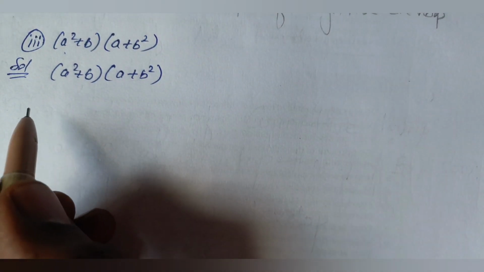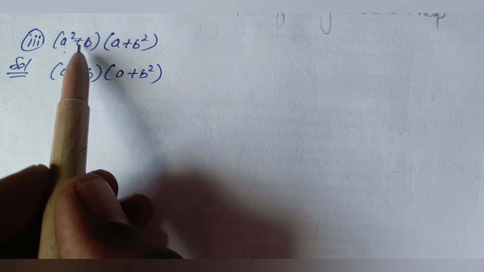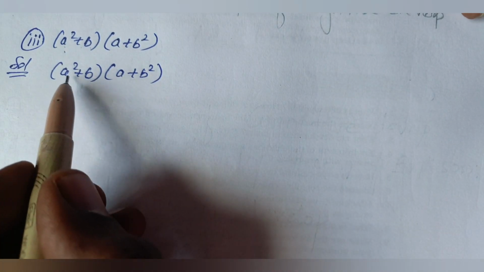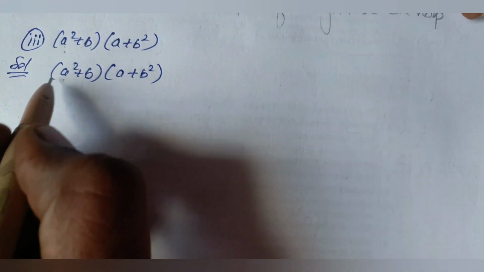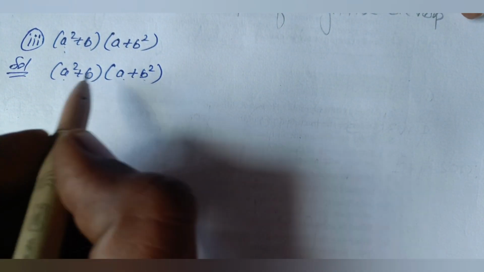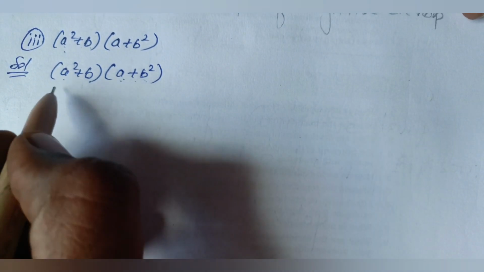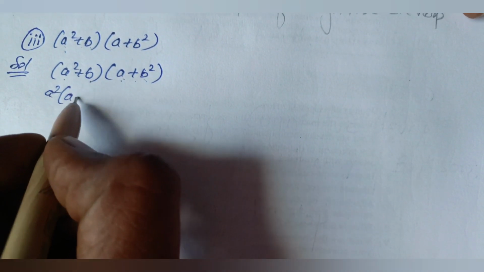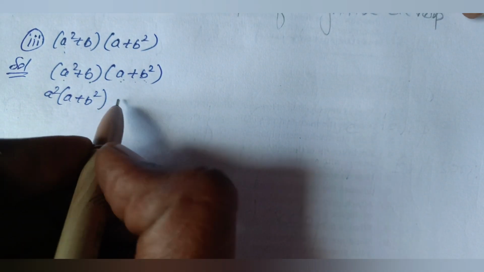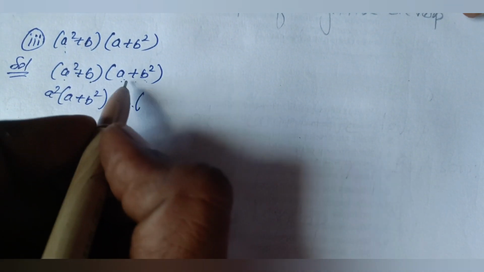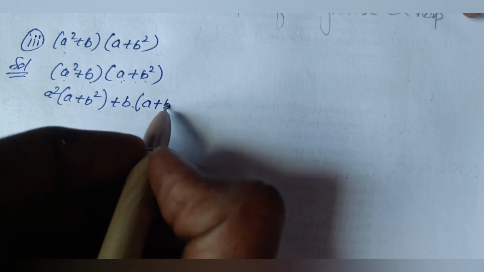Now let's do the third part. They have given a square plus b into a plus b square. So now let's multiply these terms. a square should be multiplied with a plus b square, and b should be multiplied with a plus b square. So how to do it? a square into a plus b square, this plus sign as it is, this b as it is. Again write this entire term, a plus b square.